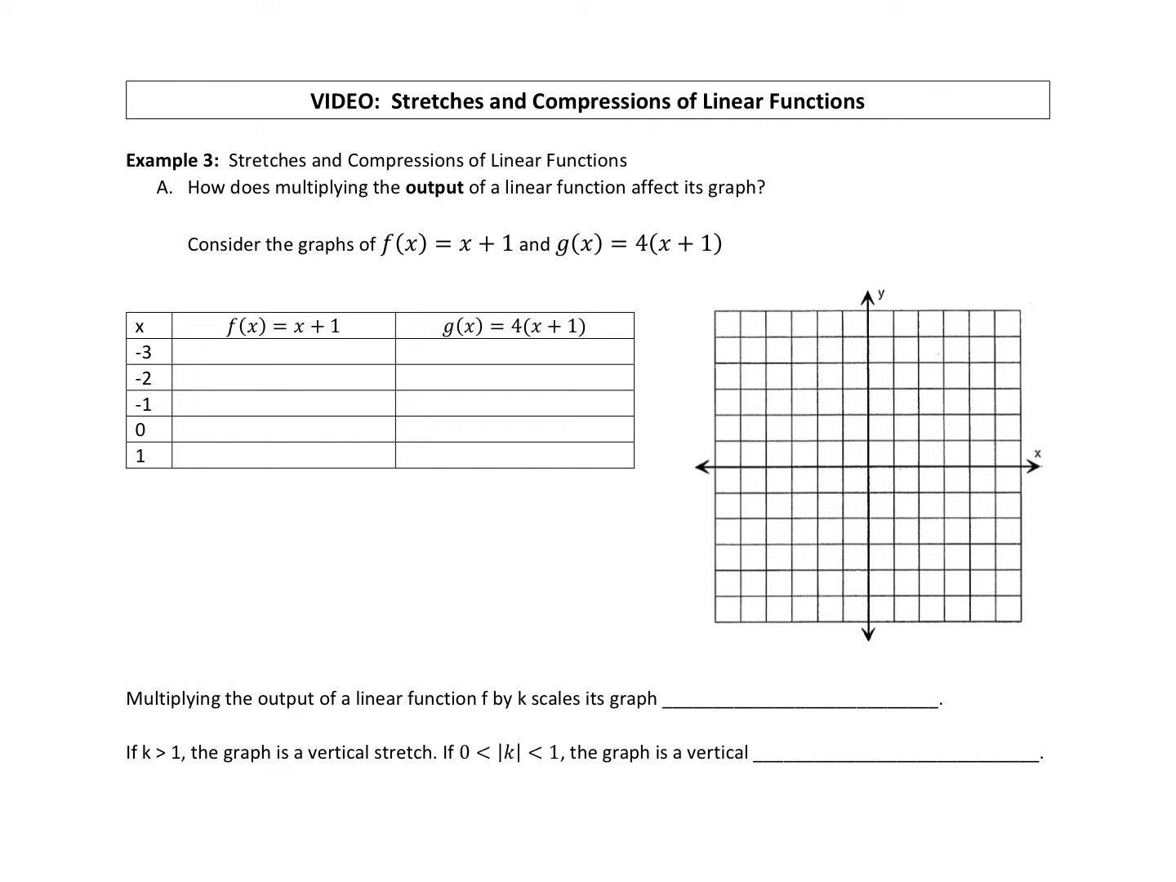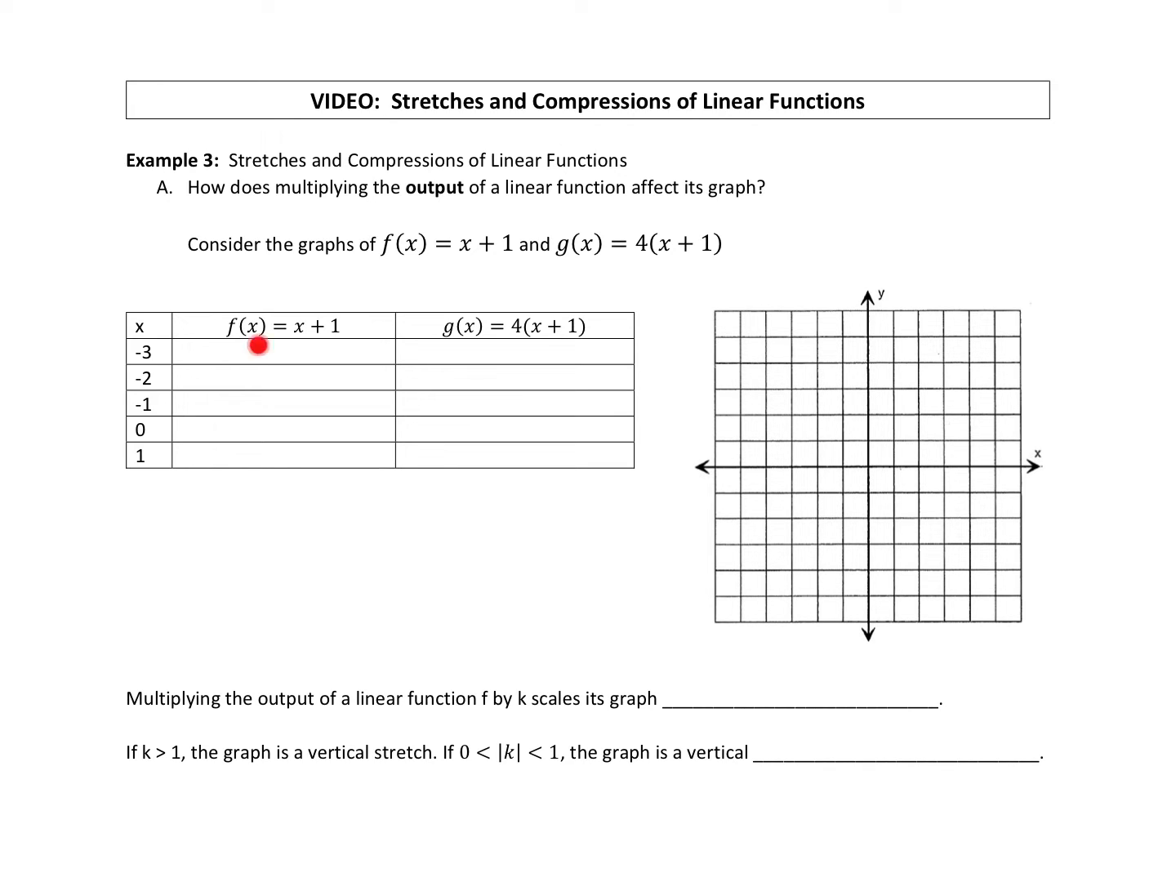So g of x, what we're doing is we're multiplying the output, the x plus 1, times a 4. So how does that affect the graph? Let's take a look at what the original graph looks like, and then we'll take a look at what it looks like after multiplying the output by 4 and just compare. So we're going to do a table of values like we did in the last example. We'll go ahead and fill this in together quickly.